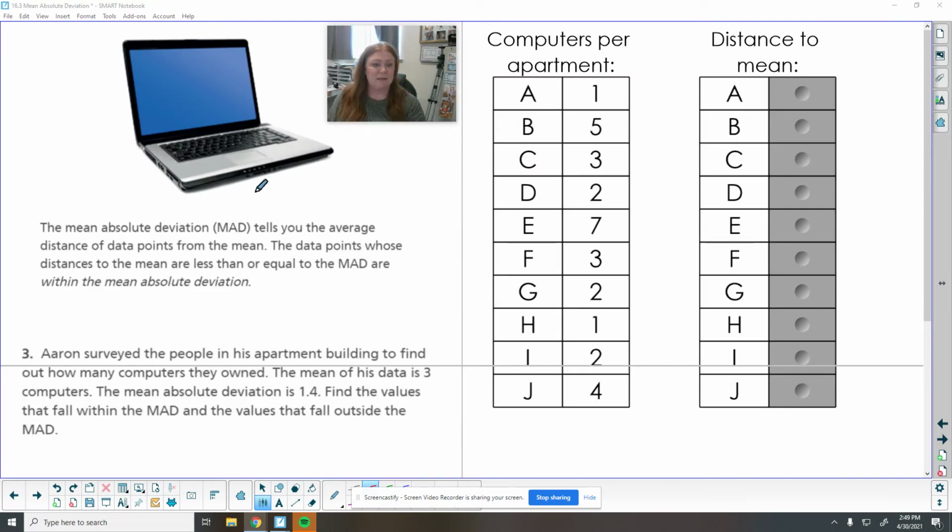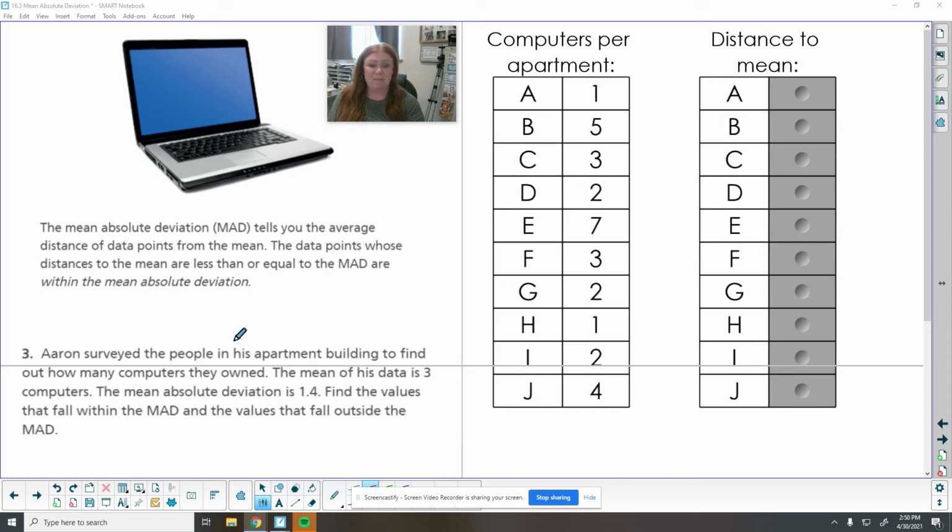Task 3 is just reminding us what the mean absolute deviation is. It's just telling us how much the data points are spread out from the average. Bigger spread, less consistent. Smaller spread, closer together, more consistent.